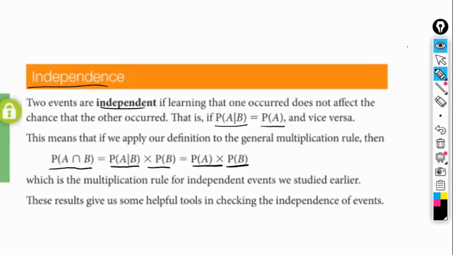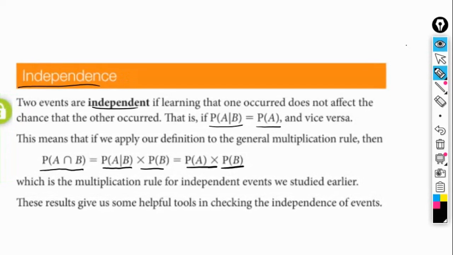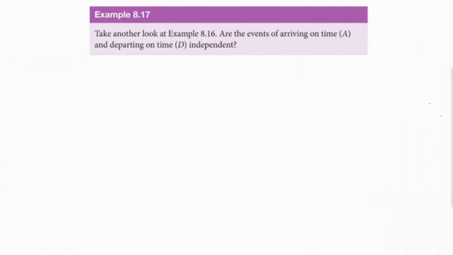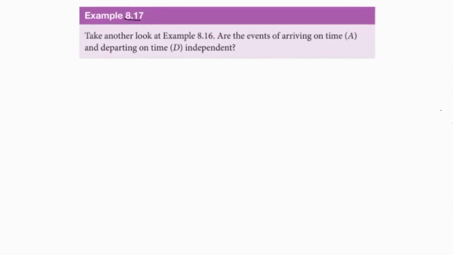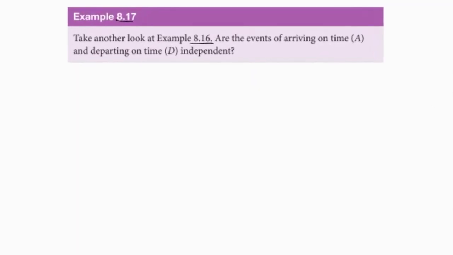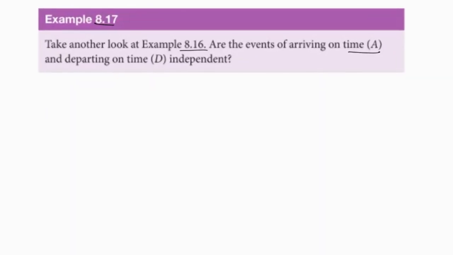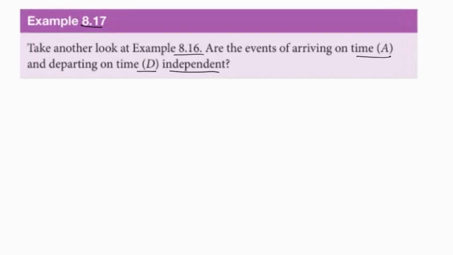So this is the multiplication rule for independent events that we studied earlier. These results give us some helpful tools in checking the independence of events. So now let's do example 8.17. Take another look at example 8.16. Are the events of arriving on time A and departing on time D independent?